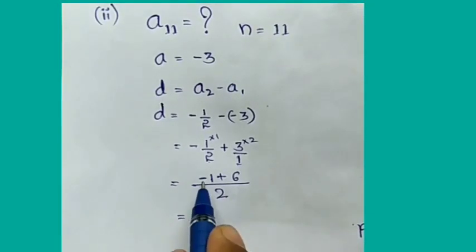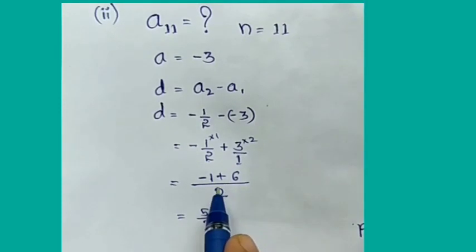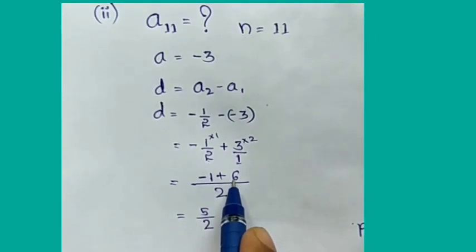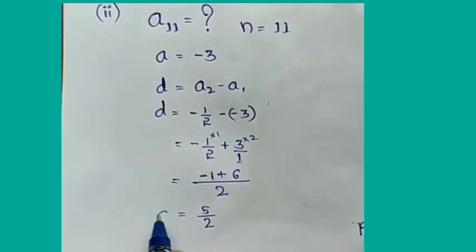Here minus, here plus. So at that time what we have to do? We have to subtract the smaller number from the bigger number. So 6 minus 1 gives 5, and the greater number's sign is plus, so it will be plus 5. You can put it or leave it like that, it's okay. So 5 by 2 is our D.